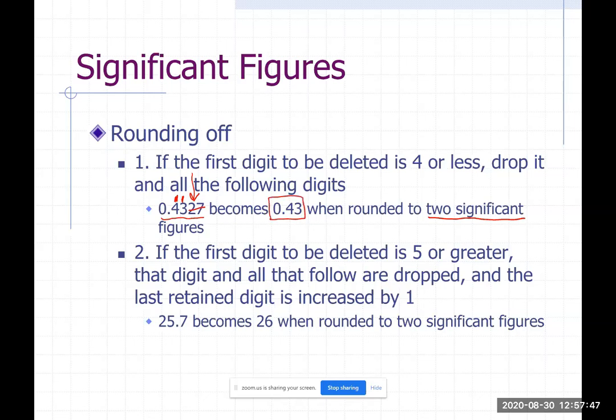In the bottom case, again, we want to round to 2 significant figures. So this is our first significant figure, and 5 is our second significant figure. So we're going to evaluate the 7. That value is 5 or greater, which means that we're going to increase the last retained digit, this 5, by 1, and then we're going to drop the 7. That gives us 26 rounded to 2 significant figures.